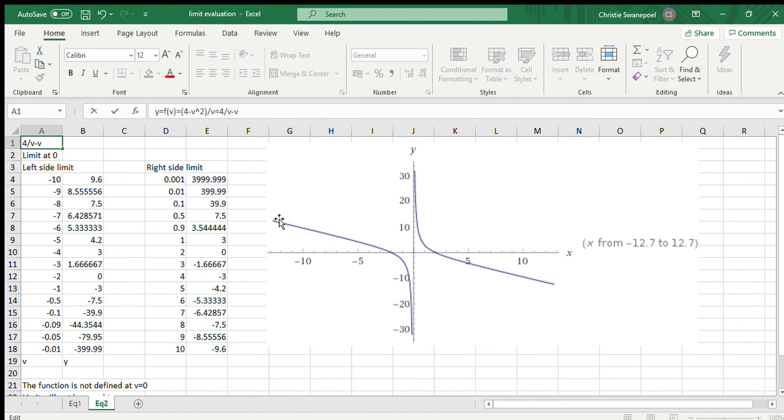So if we look at the graph, approaching from the left or the negative side, we get closer and closer to the y-axis without actually touching the y-axis, and this continues into infinity. From the positive side, it comes from a negative value closer and closer to the y-axis without actually touching the y-axis, and therefore it goes to positive infinity. From the left, it goes to negative infinity.